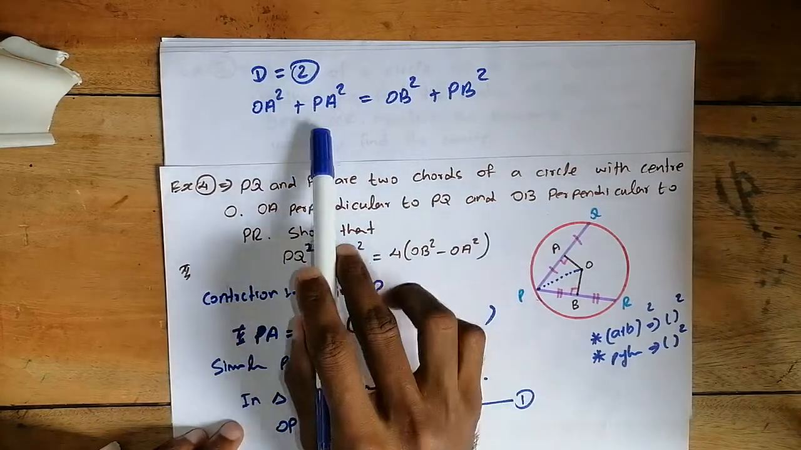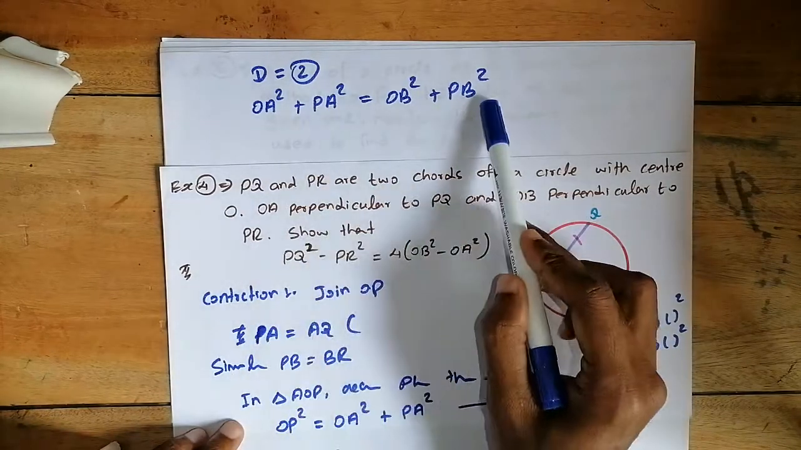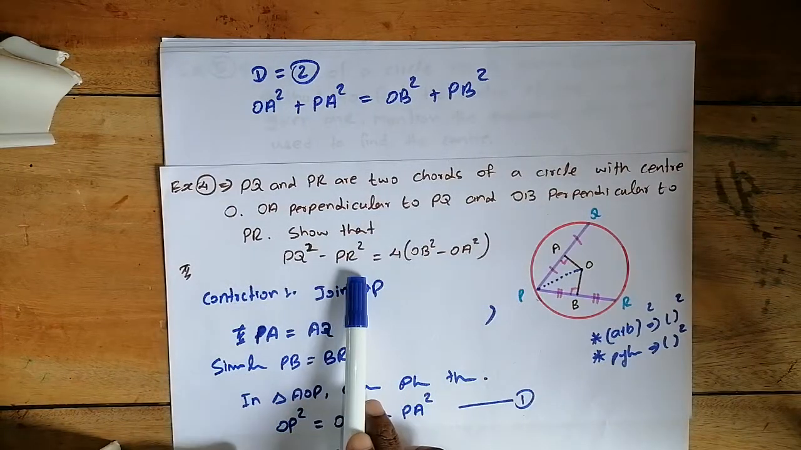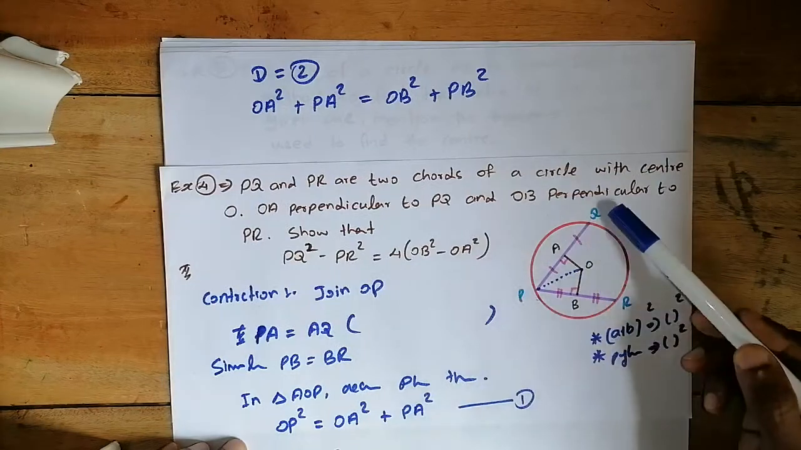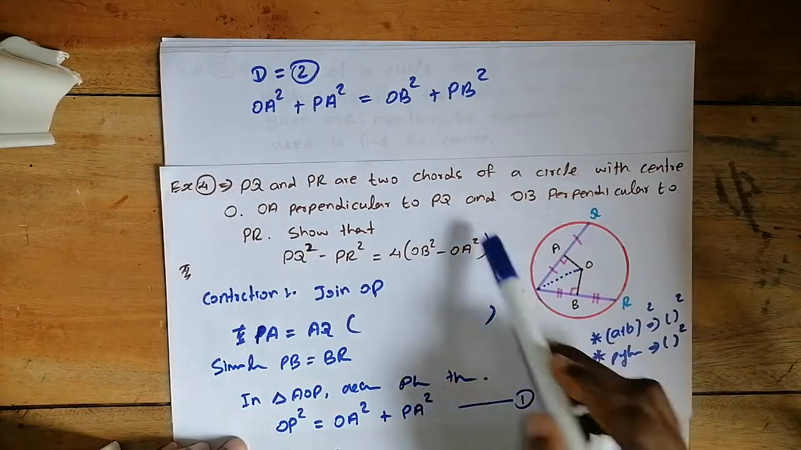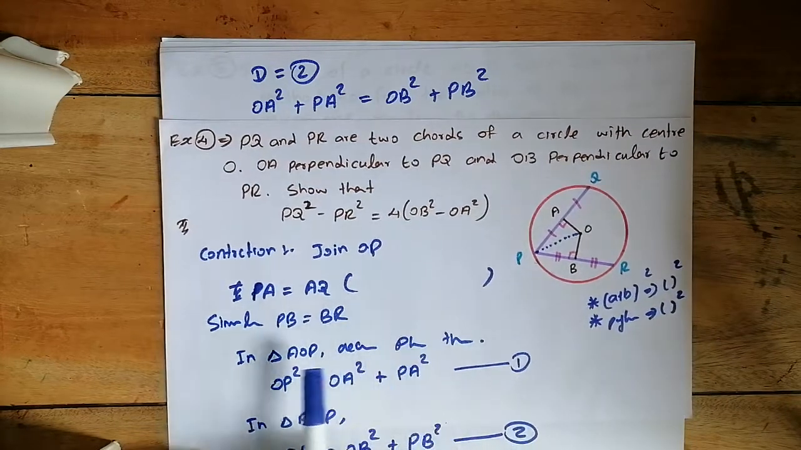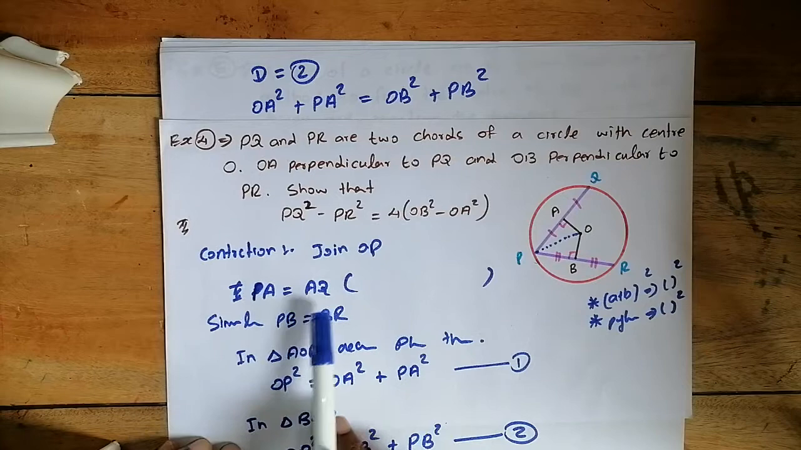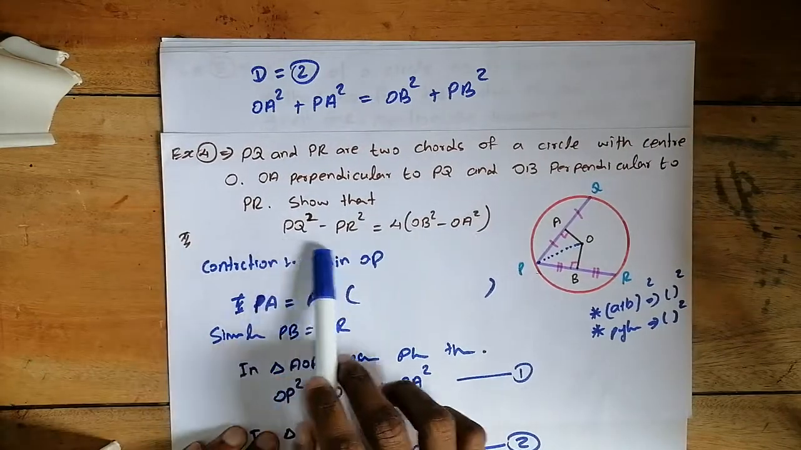Okay. PA, PB are not here in the answer. So instead of PA and PB, we have PQ and PR. So what is PA? PA is half of PQ. Is that correct? PB is half of PR. So we already showed PA and AQ are equal, so we can apply this result.